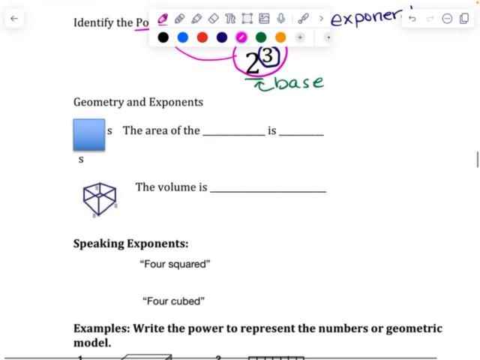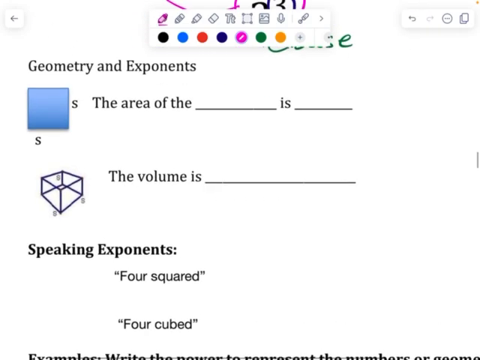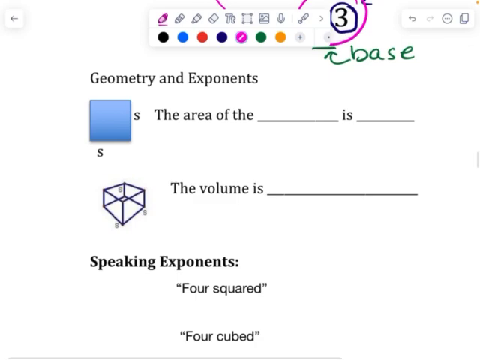All right, let's look at geometry and exponents. So I hope you would agree that this indeed is a square. This blue figure right here is a square. And I know it's a square because this side length has a measure of S, and this side length also has a measure of S. Well, that means they're the same, and we know a square has 4 sides that are the same.